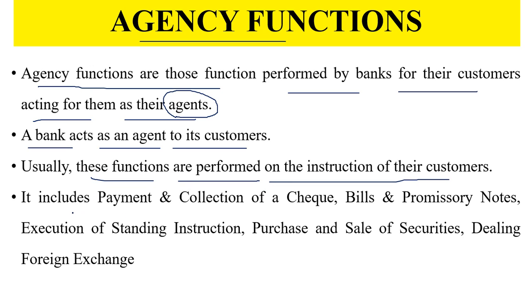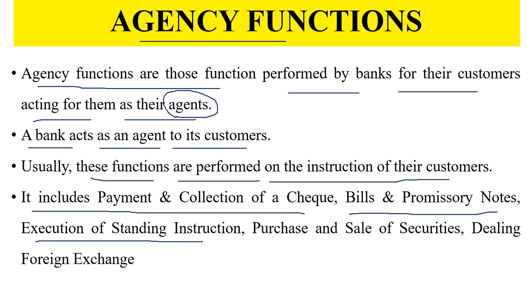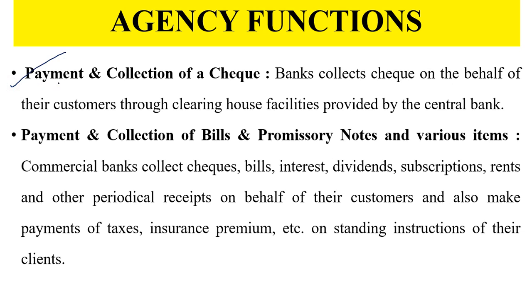Agency functions include payment and collection of check, payment and collection of bills and promissory note, execution of standing instruction, next is purchase and sale of securities, and last is dealing with foreign exchange. We'll see all the functions one by one. First is payment and collection of a check. Bank collects check on behalf of the customer. So bank is acting as an agent for the customer.